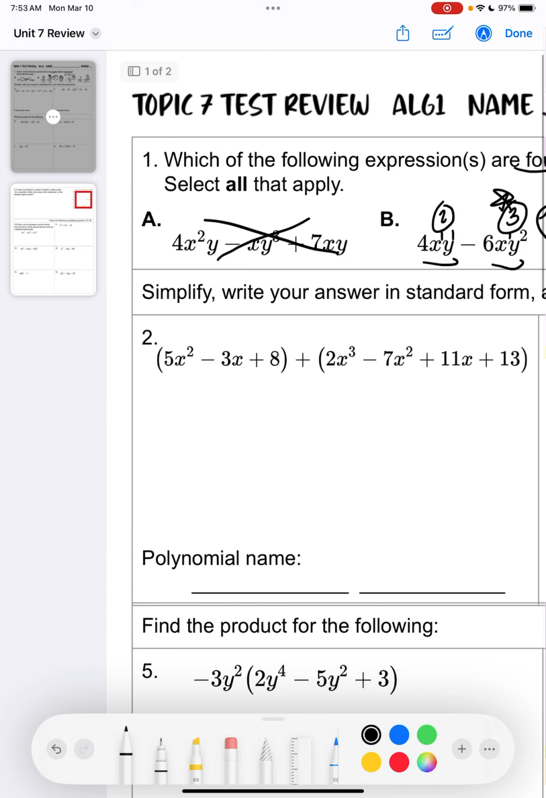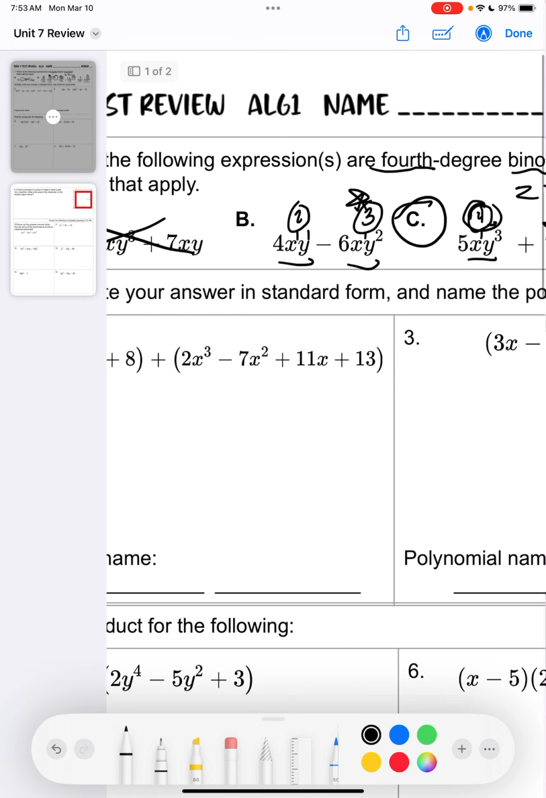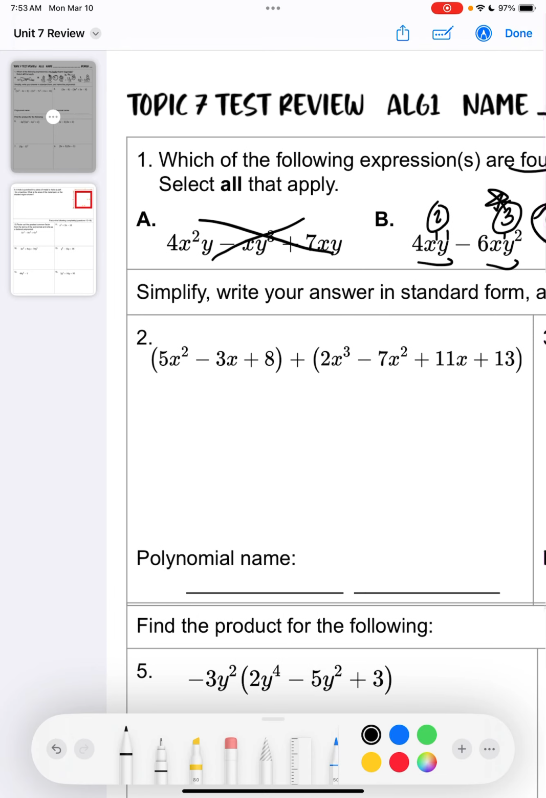All right, question 2 and 3 are going to be write in standard form and then name. So essentially we're just combining terms here. So I have 5x squared and negative 7x squared. I've got a negative 3x and an 11x. I have 8 and 13, and then we had that 2x cubed. So in standard form, we go highest degree first, so that's the 2x cubed. There was nothing to add or subtract to it. I can scratch that out now.